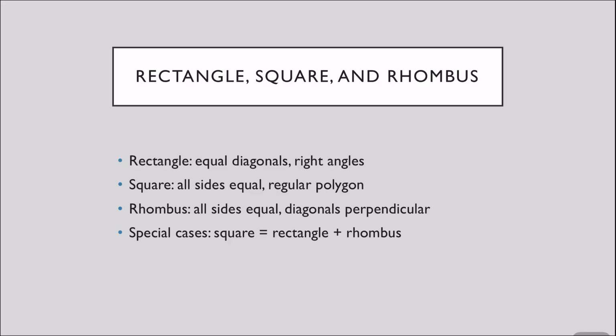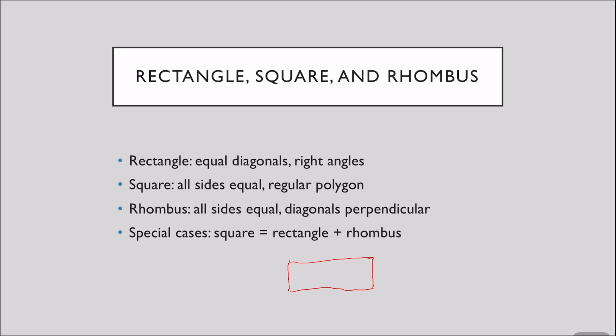Then the rhombus. Okay, if all sides are equal and the diagonals are perpendicular, then we can say it's a rhombus. The last bullet says it's a special case: a square is both a rectangle and a rhombus. Take note that a square has all sides equal and is a regular polygon, so equal diagonals and right angles. It satisfies the definitions for both a rectangle and a rhombus. That's what makes it special.